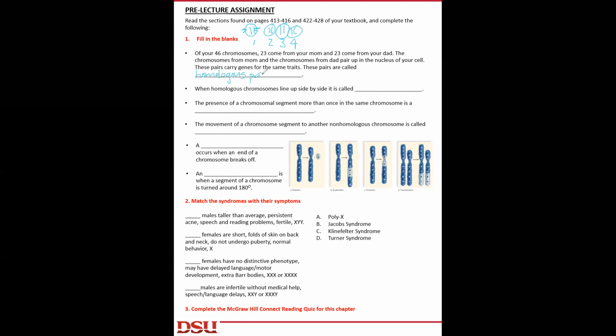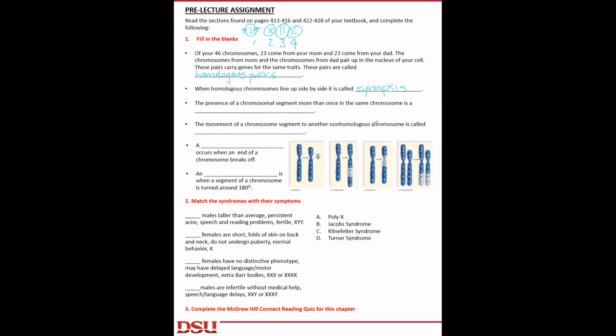Okay, homologous, homo meaning the same. And in this case, it's talking about the types of genes that are carried on them. So, you know, they may both have genes for hair color, but, you know, different versions of that gene. When homologous chromosomes line up side by side, it's something called synapsis.